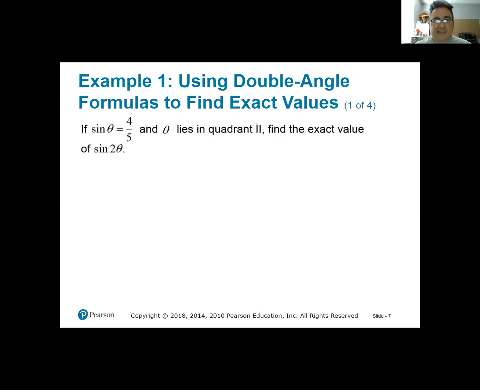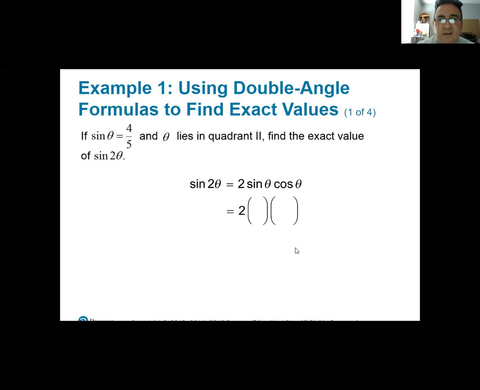So what is sine of 2 theta? Anybody remember? 2 sine theta, cosine theta. Good, Sarah. 2 sine theta, cosine theta. So we know sine theta, so we can just plug that in. But then we still have to figure out cosine of theta. In order to figure out cosine of theta, we're going to have to think about what that 4 and that 5 are in reference to our angle.